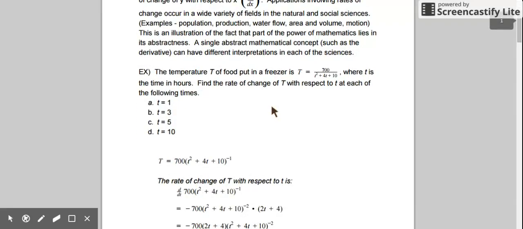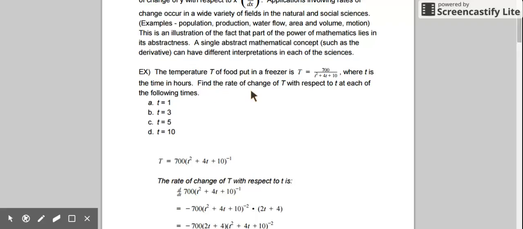In this first example, we're going to be dealing with temperature. Temperature can change. It can increase or decrease, faster or slower. So in this example, we're given the temperature function. This function is representing the temperature at a given time, and lowercase t is going to represent our time in hours. So uppercase T is representing the temperature, lowercase t is representing the time that is going by as this food sits in a freezer.